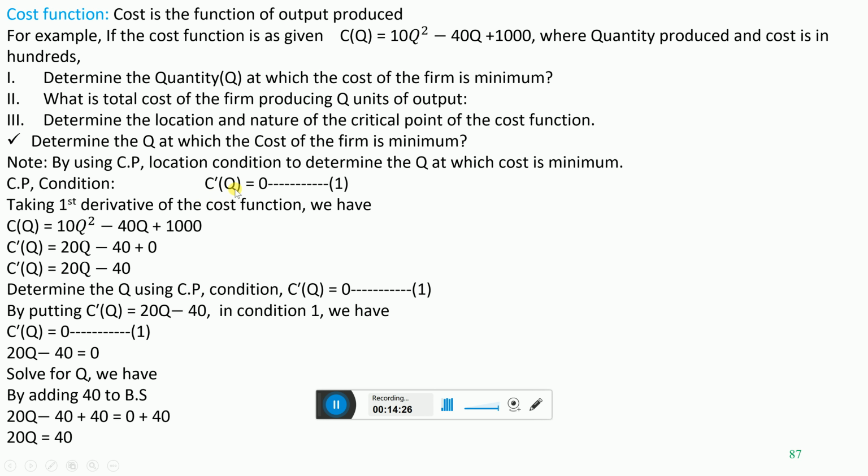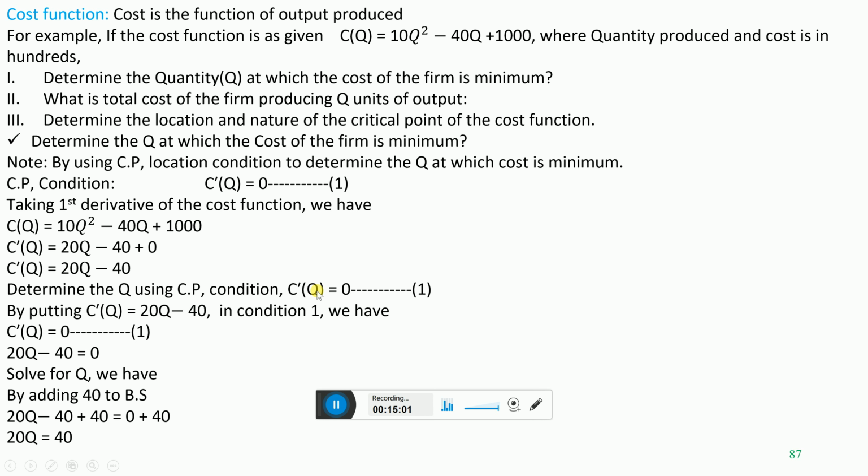So according to the condition, we need the first derivative of the cost function. This is our cost function. Taking the first derivative term by term, we have C prime of Q equals 20Q minus 40 plus 0, so C prime of Q is 20Q minus 40. Now we can use the critical point location condition to determine the number of units Q. So determine the Q using the critical point condition. This is the condition C prime of Q is equal to 0.